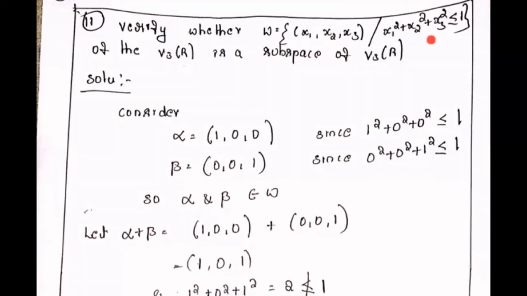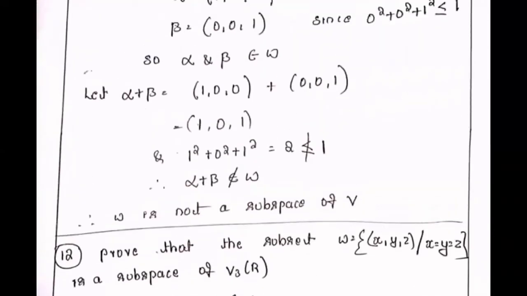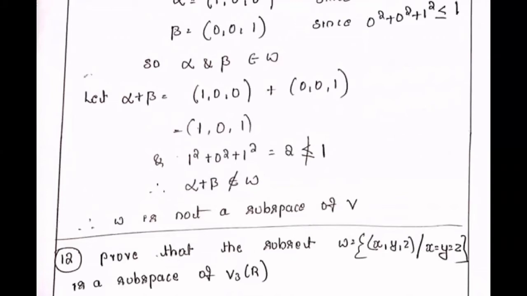Then what you have to prove is, verify whether W of V3 of R is a subspace of V3. You have to prove whether W is a subspace. So the same good old method. I take the addition and multiplication separately. If you have an idea that it fails in one of the cases, you consider that case only and prove it. There is no need to write both. You consider one case and prove that it's not working. It's not a subspace. It's fine.